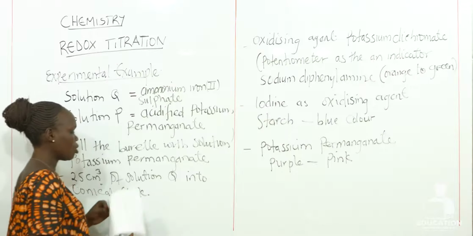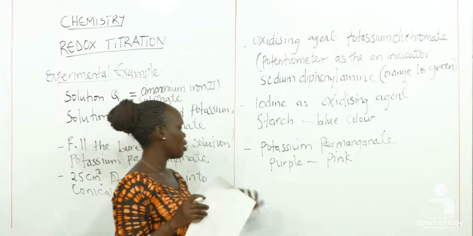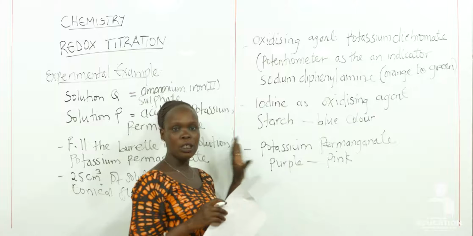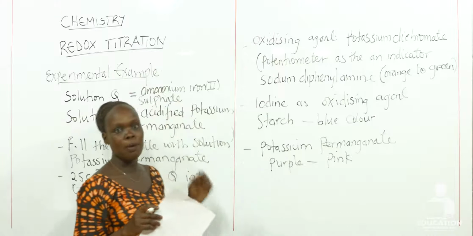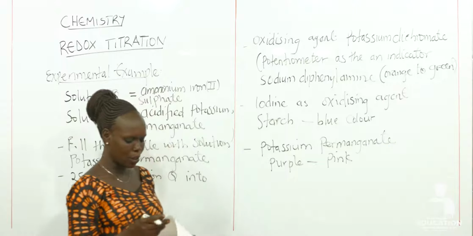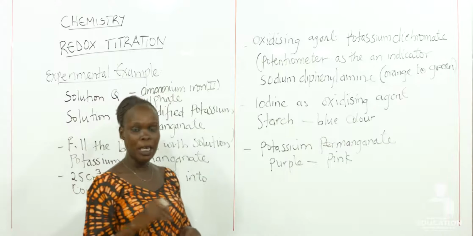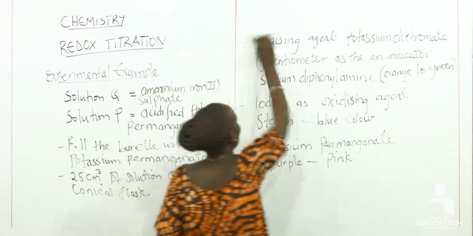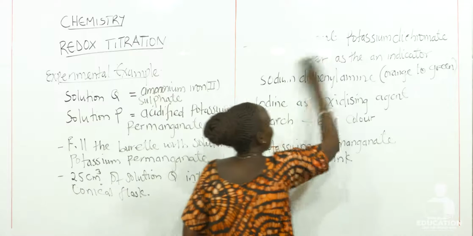The conical flask is the solution we are going to put under the burette, and what is in the burette is potassium permanganate. After that, we start our titration until we reach the pink color. When we reach the pink color, we are finished with the first titration.